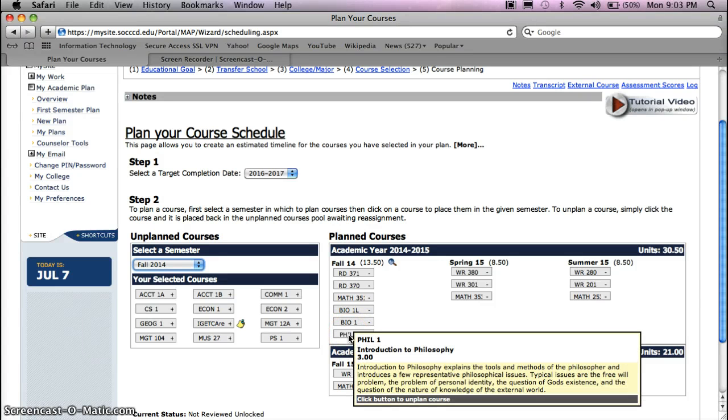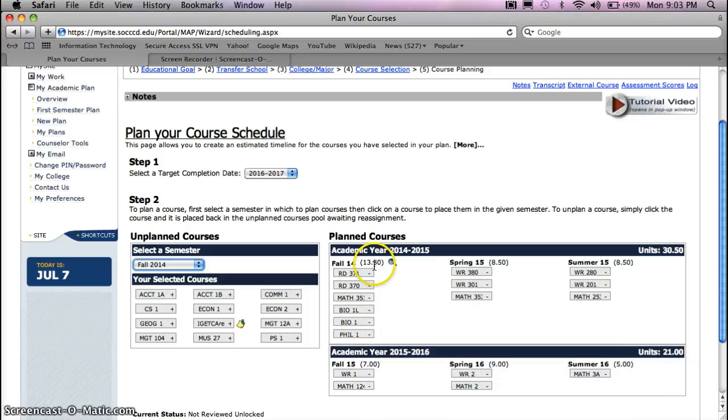I went ahead and also populated, in this case, a philosophy class for 3 units that got me 13 and a half units. I know for financial aid, I needed to be above that 12-unit threshold, so we were able to fulfill that. We're going to go ahead and populate a couple more classes in spring 2015 as well.